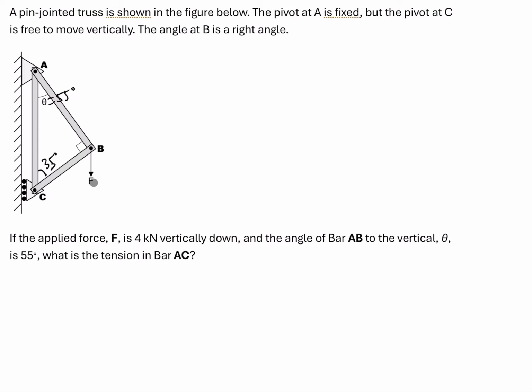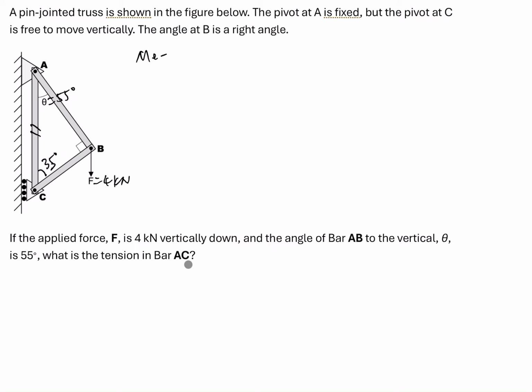And we have an external force F here. F is equal to 4 kilonewton. The question is, what is the tension force in bar AC? So what is the force in bar AC? Let's start to work on this question. We will use the method of joints to solve it.